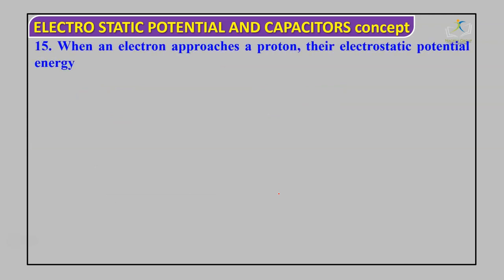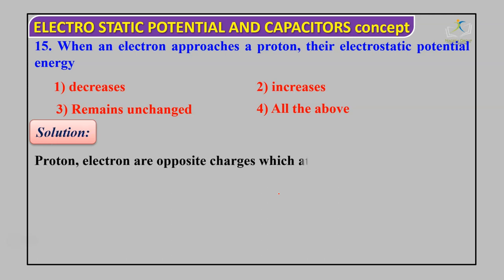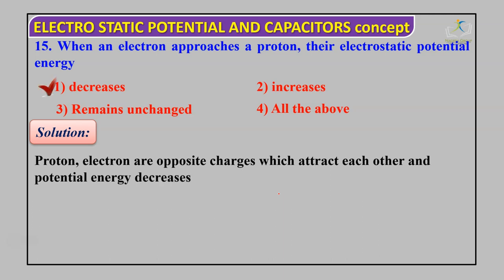Next question we have. When an electron approaches a proton, their electrostatic potential energy decreases, increases, remains unchanged, or all of the above. The solution of this question is: proton and electron are opposite charges which attract each other, and potential energy decreases. That means the correct option is 1.